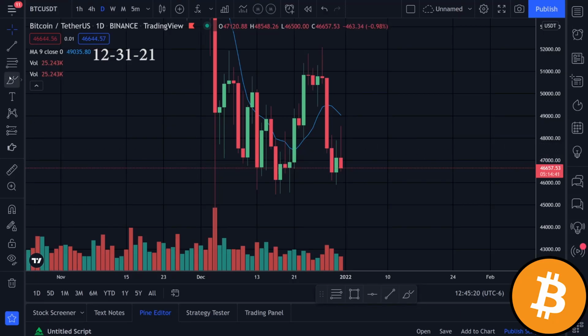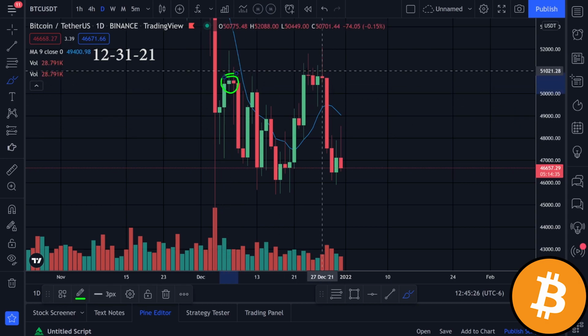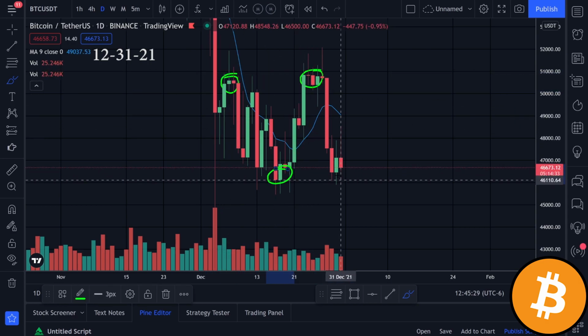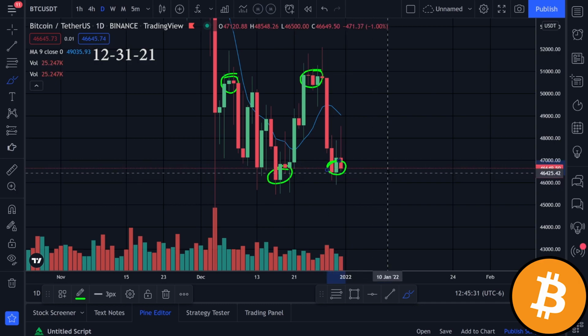Let's take a look at the chart for Bitcoin. Okay, so here's what I'm looking at. We're on the daily time frame right now, and we have resistance right here, resistance right here. We have support right here, and it looks like we got a green candle of support right here.